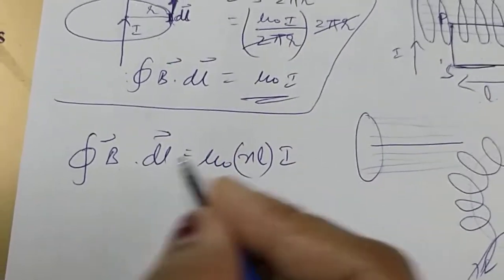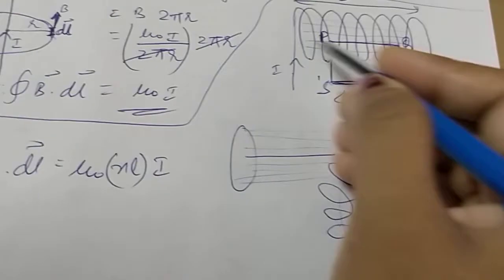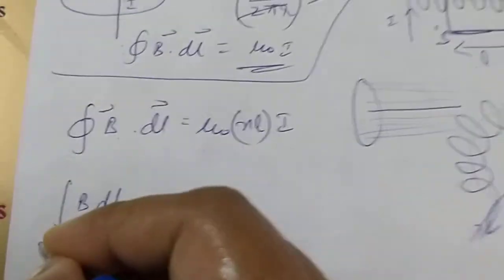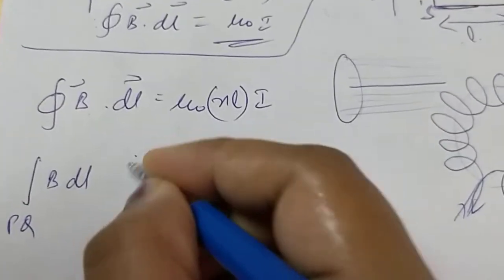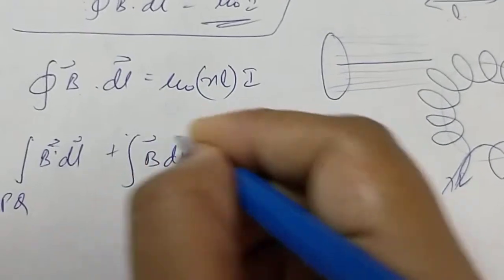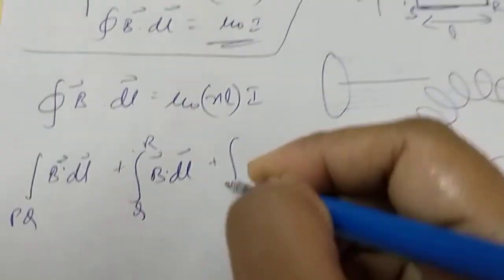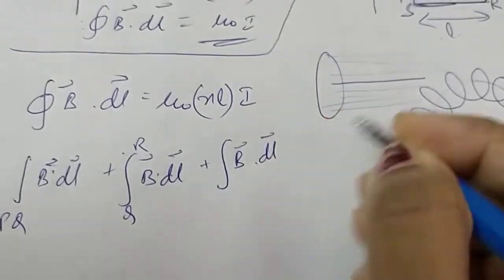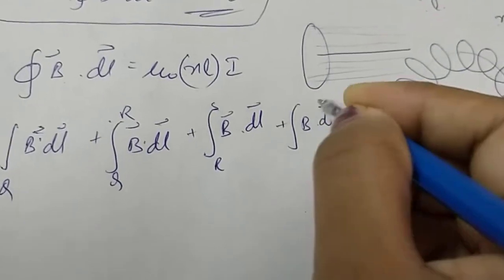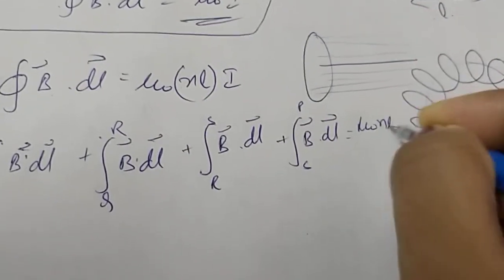Now B dot dl. B is uniform. For this loop, I can split the integral into B dl for P to Q, plus B dl for Q to R, plus B dot dl for R to S, plus B dot dl for S to P, which is equal to mu naught n L I.